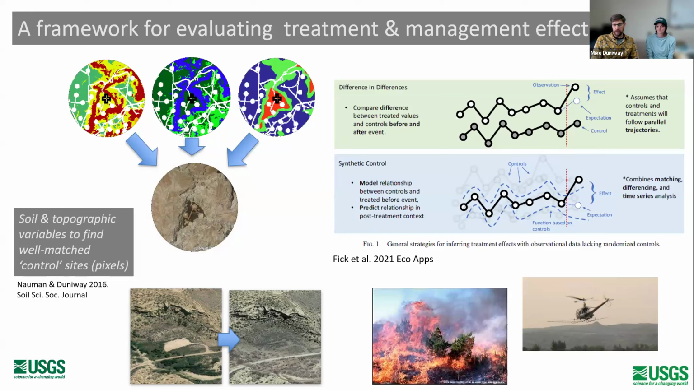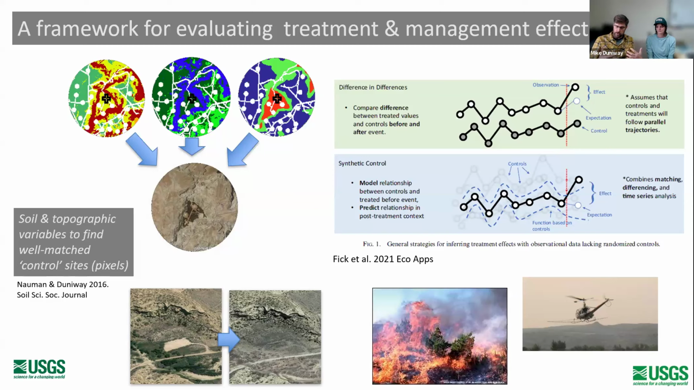information and thoughts out there from people analyzing natural experiments across disciplines, including the economic literature and healthcare literature, thinking about how they can best estimate a counterfactual. So what would have happened if I didn't do a treatment? And so this paper by Steve Fick and others in 2021 goes through that whole thought process.